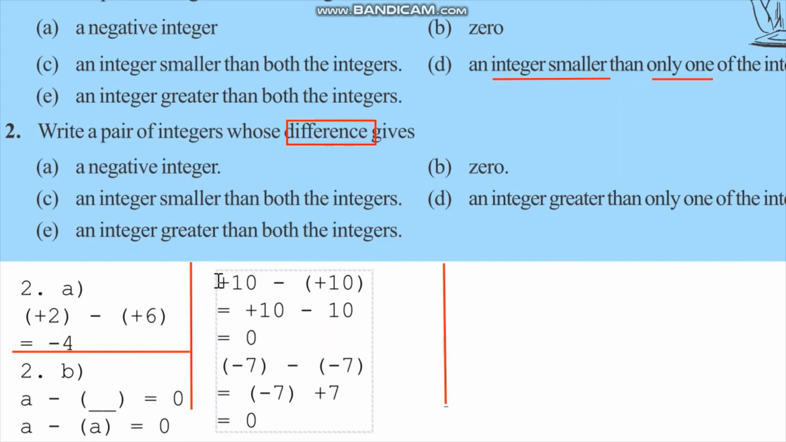Next, 2C, we need to find a pair of integers whose difference is an integer smaller than both the integers. So the difference needs to be an integer that is smaller than both the integers. For this one, it is also a very simple problem. We just need to pick two integers that are very close to each other. Let us play around a little bit.